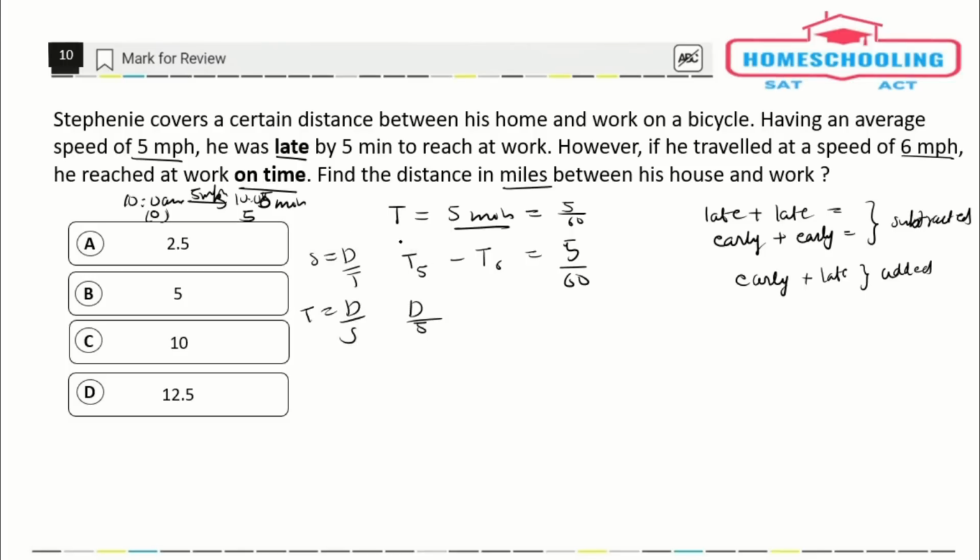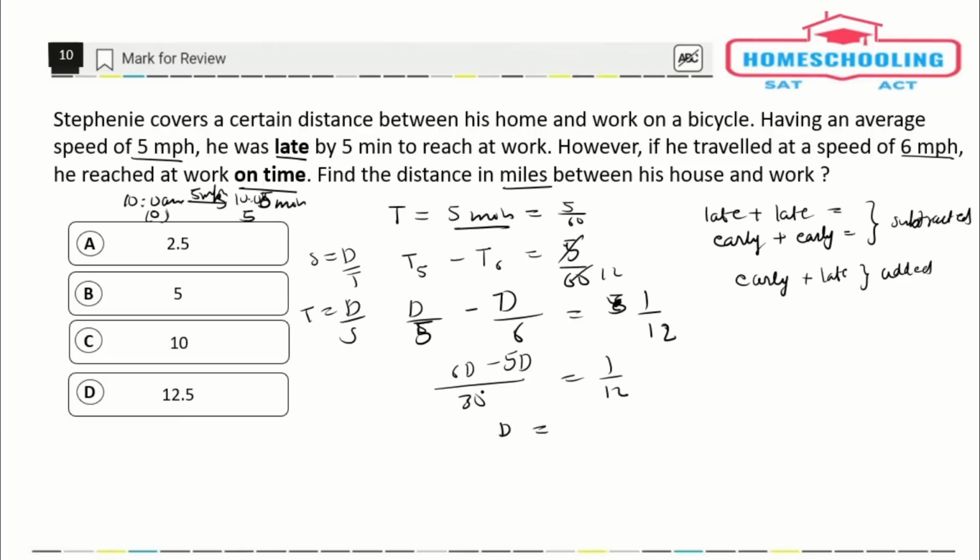So time for distance would be distance. So we don't know the distance, so we'll keep it as d. And the speed was 5. For this one, d, and the speed was 6. Divided by 5 by 60 can be written as 1 by 12. So this one would be 1 by 12. So 6 fives are 30. So 6d minus 5d is equal to 1 by 12.